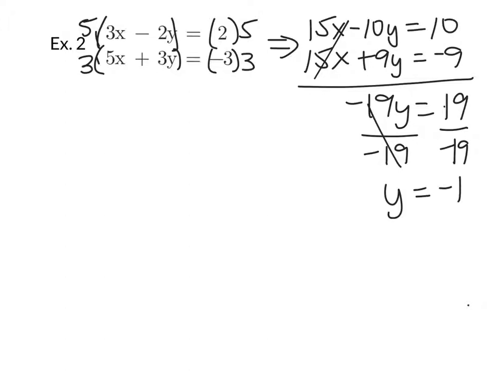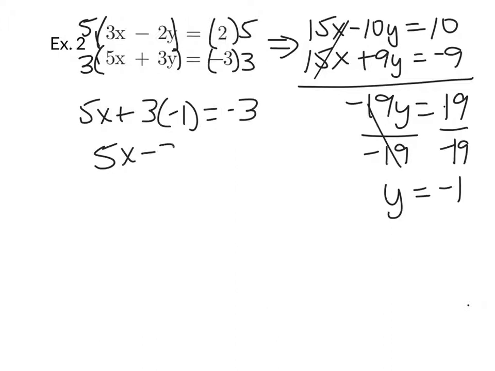To find the x value now, I'm going to go back to either equation. It doesn't matter which one I choose. I think I'll just choose this bottom one. And where I see a y, I'm going to replace it with negative 1. So the original bottom equation was 5x plus, instead of 3 times y, I'm going to write 3 times negative 1, and that's equal to negative 3. So we'd have 5x minus 3 equals negative 3.